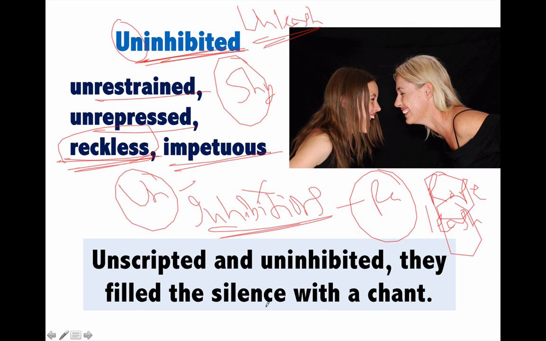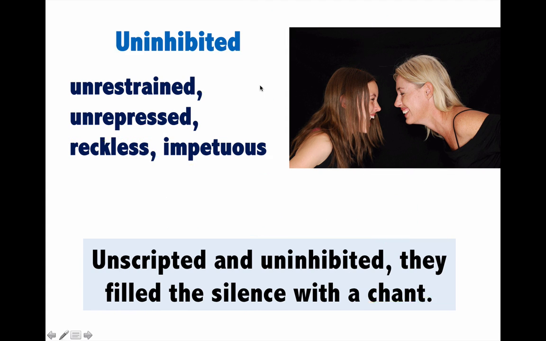So for example, there was a silent meeting. Unscripted and uninhibited, they filled the silence with a chant. So look at these two ladies here. There was a silent meeting. Perhaps there was a mourning for some person who had just passed away, and they started laughing. So this was what kind of behavior? Uninhibited. Impetuous means foolish. Reckless means careless. And unrepressed means they should have put a check on themselves. They should have controlled themselves, but they were unrepressed, unrestrained, uninhibited. They went on and on. Then they started laughing like anything.